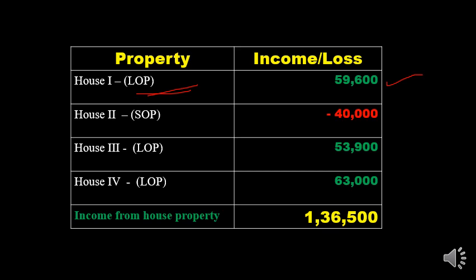The second house is a self-occupied property, so of course you are going to get a loss, which is 40,000. House 3 let out is 53,900, and the fourth house is 63,000. So the total income of the SSC out of 4 houses is 1,36,500.